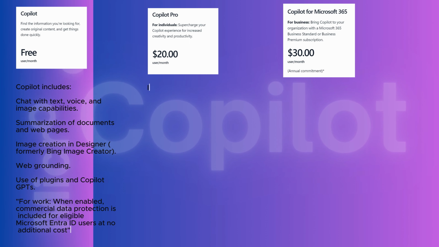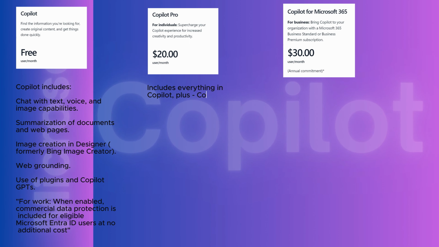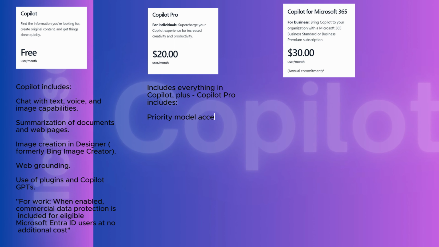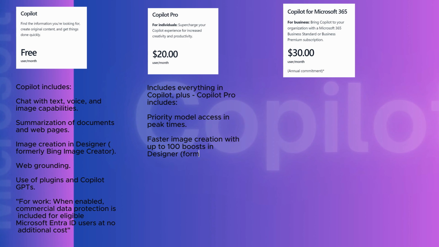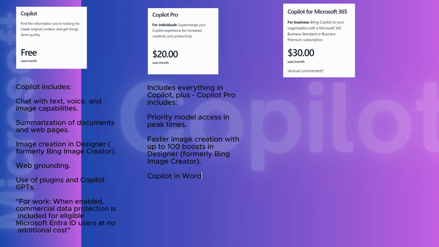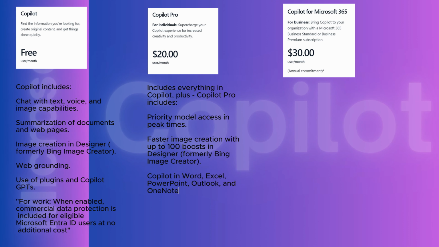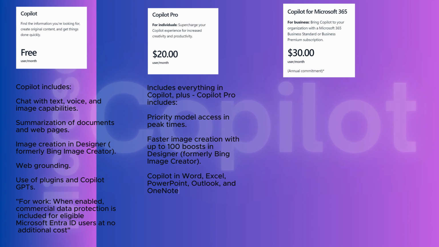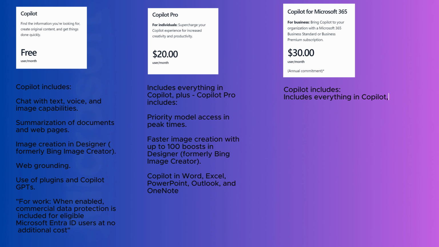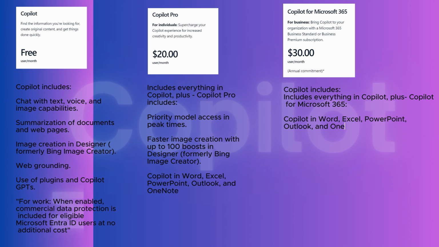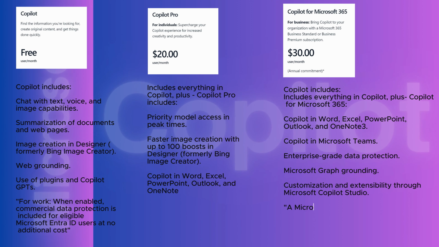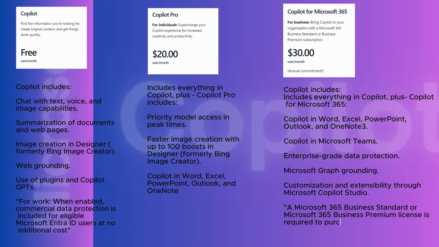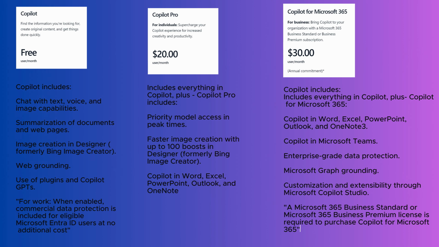The main difference between Copilot and Copilot Pro is that it gives you priority access in peak times, faster image creation with up to 100 boards, and more capabilities in Office products including Word, Excel, PowerPoint, Outlook, and OneNote. The business version, Copilot for Microsoft 365, adds additional functionality in Microsoft Teams, enterprise-grade data protection, customization and extensibility through Microsoft Copilot Studio.